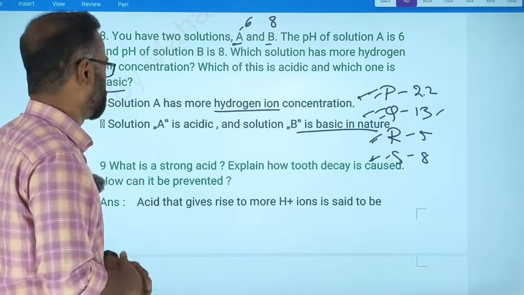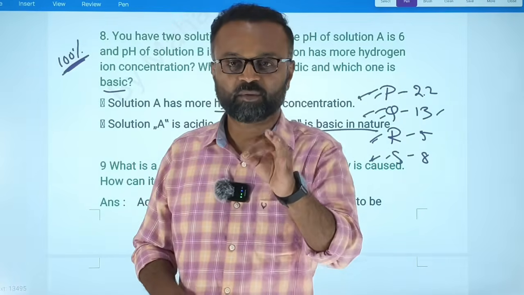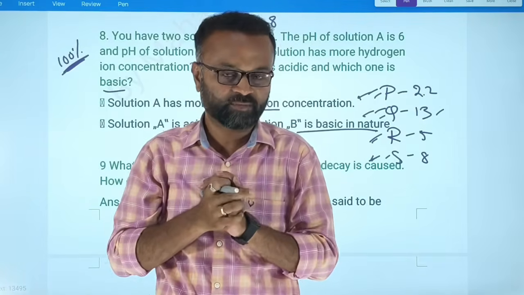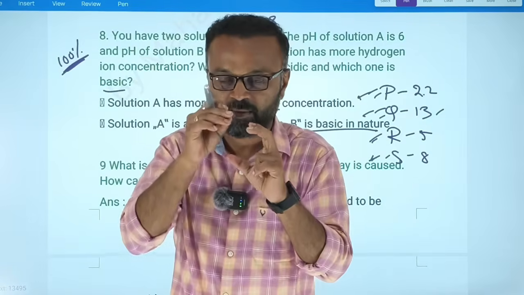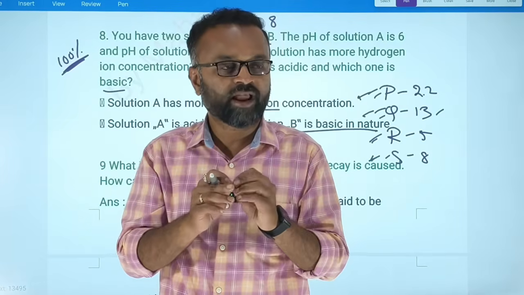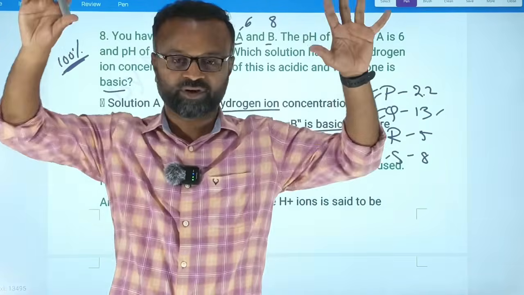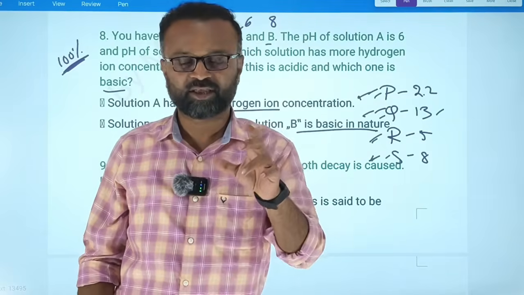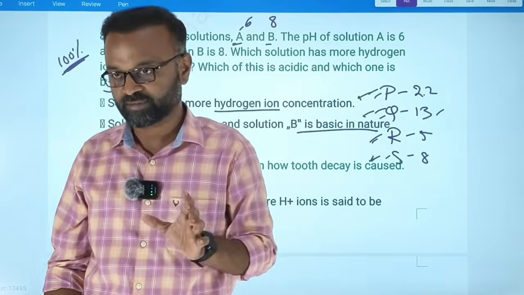What is a strong acid? Explain how tooth decay is caused and how it can be prevented. A strong acid means the acid which produces a large number of H plus ions in its aqueous state. Say, for example, if I take 100 molecules of HCl and mix them in water, out of 100 molecules of HCl, 100 H plus ions will dissociate. Complete ionization will take place. We call it a strong acid. Acetic acid, which produces only a small number of H plus ions, we call a weak acid.